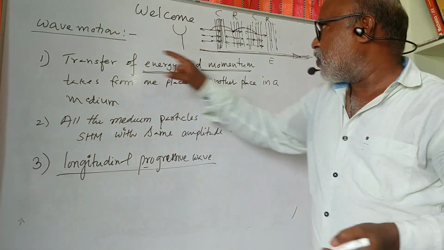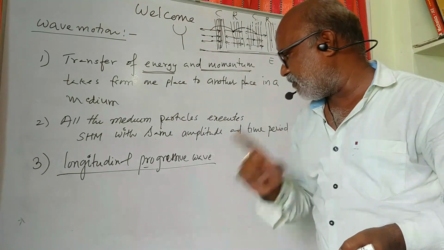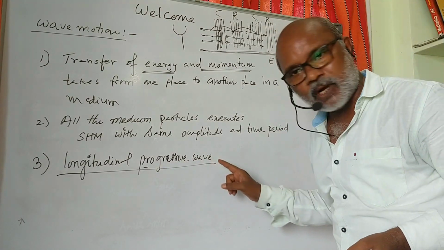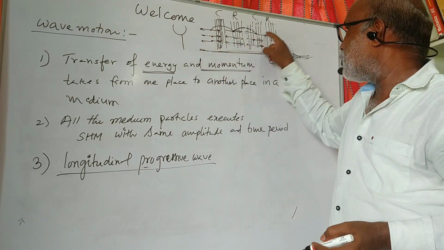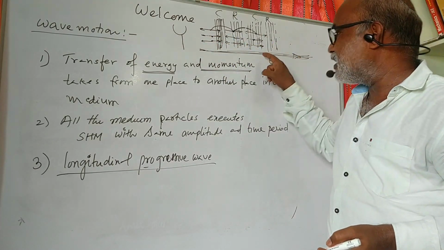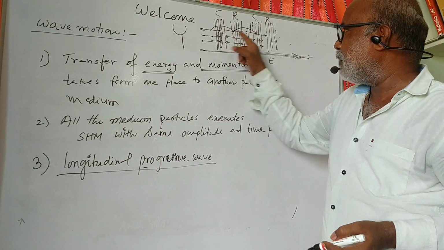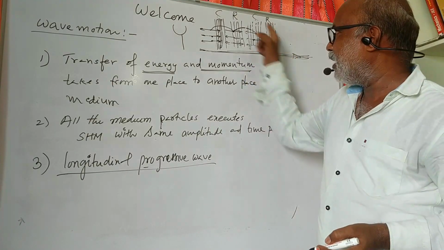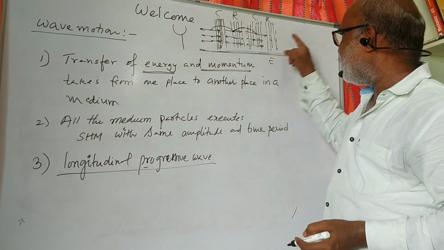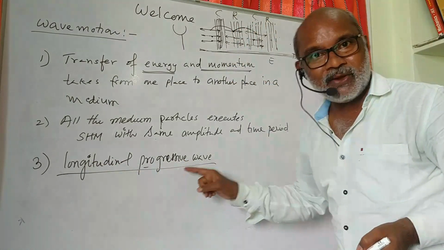A wave which proceeds into the medium, which travels into the medium without any reflection, is known as a progressive wave. But the sound energy which is propagating through air is longitudinal. Why? Because all the medium particles are vibrating parallel to the direction of propagation of energy. Thereby, this propagation of energy is known as a longitudinal progressive wave.